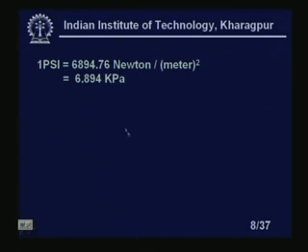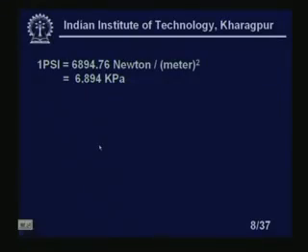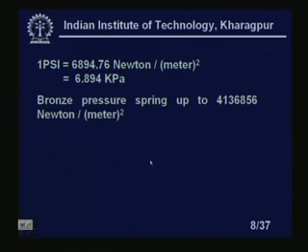Now, even though, as I told you, in academics we use SI, in industry people still use PSI, they call it 1 PSI, 3 PSI. So you should have two things side by side, both the SI unit as well as the FPS unit, because pounds per square inch is basically an FPS unit. So, 1 PSI is equal to 6894.76 Newton per meter square, which is equal to 6.894 kilopascal.